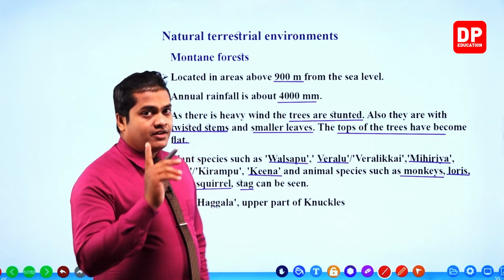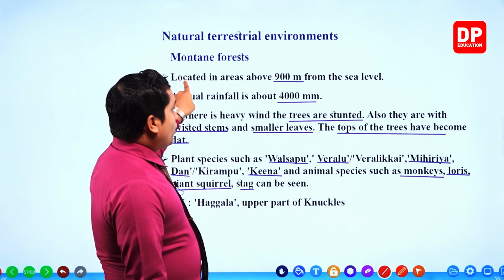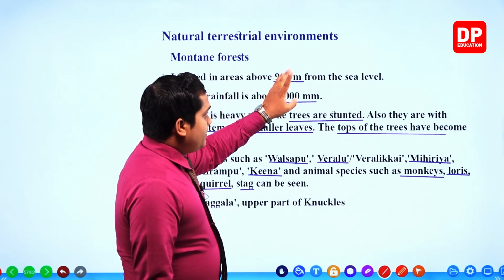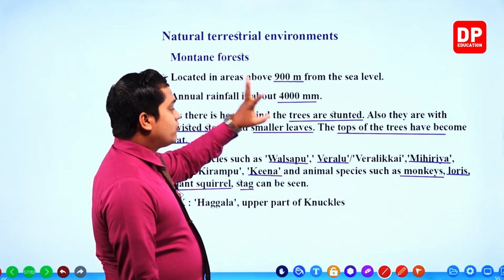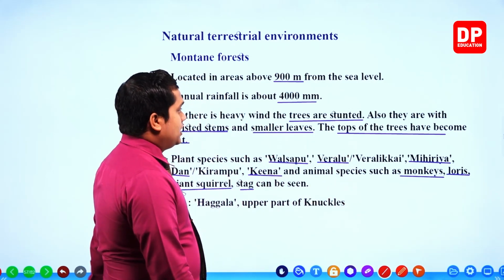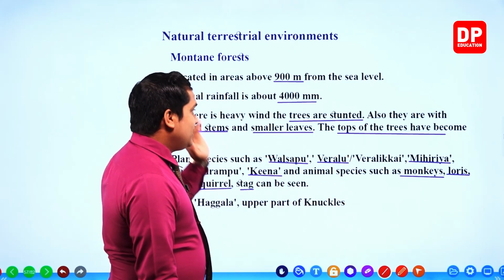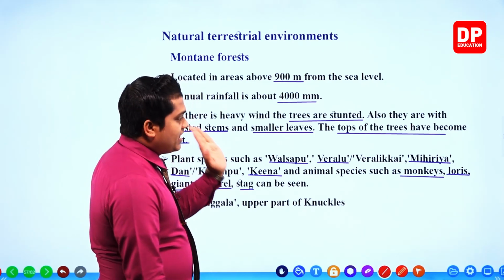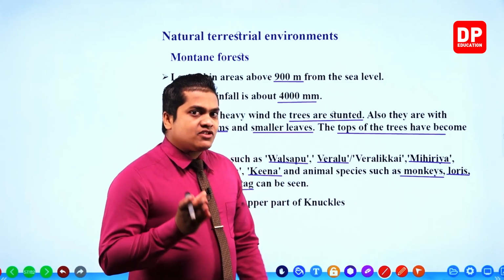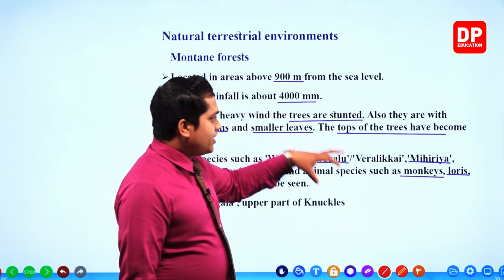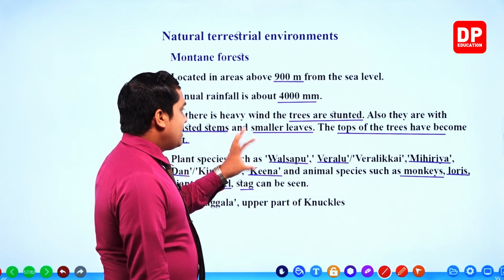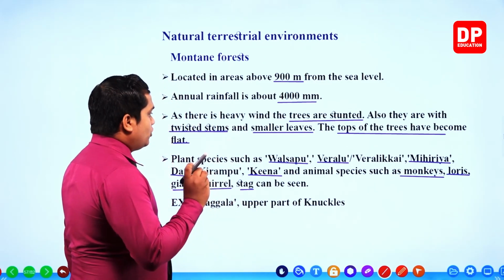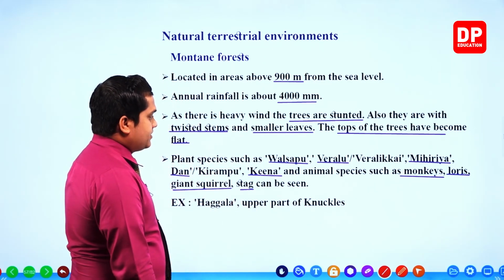So let's find out the key points once more. They are located in areas about 900 meters above sea level. Annual rainfall is about 4000 millimeters. Due to having heavy winds, these trees have special features: they are stunted and the tops are flat, and they have smaller leaves and also twisted stems.